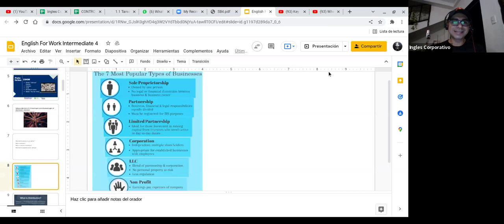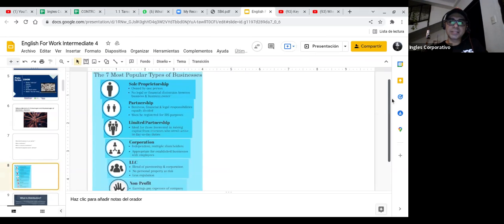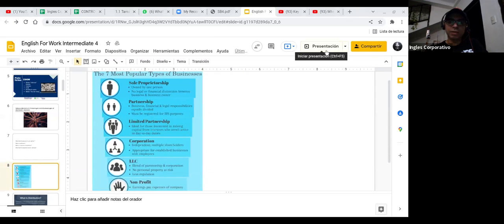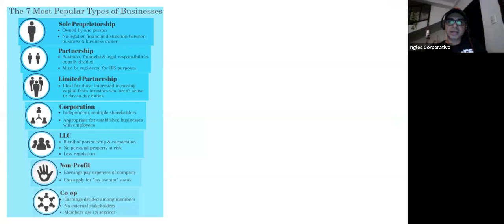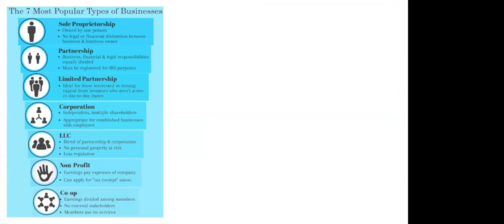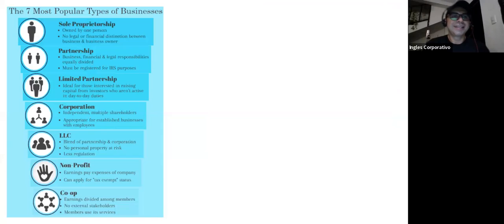Okay, so these are the 7 most popular types of businesses. So this is what we're going to start with. Are you able to read? Do you see the letters? Yes, no. Or maybe I do a presentation. I am on the phone. I have a difficulty to read. Okay. Let's see if this works. Okay, now it's better. Yes, it's good. Much better. Thank you. It's a pleasure. So now, these are the 7 most popular types of businesses. Okay, who wants to read the first one?